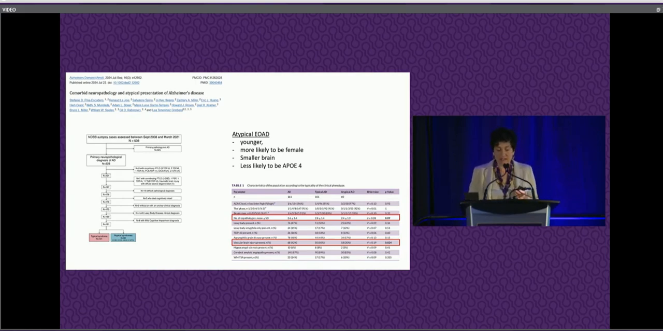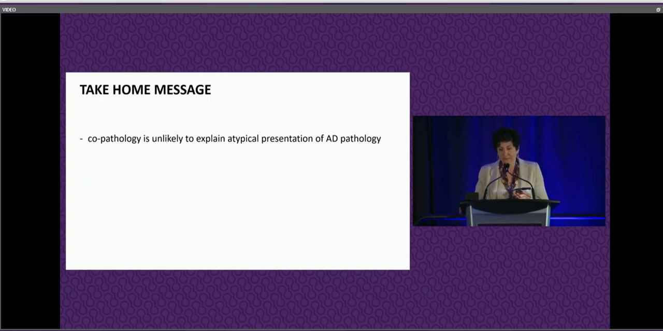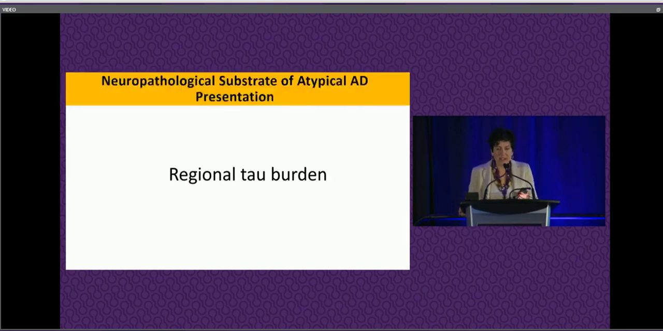So with this study, asking these specific questions, whether co-pathology could define one of these atypical variants, the response was no. But despite this, these atypical cases had accelerated decline compared to the typical cases, which brings us again to these questions of the selective vulnerability. So why is this happening? Given that co-pathology for this specific question is unlikely to explain the atypical presentation, we went to the next step.